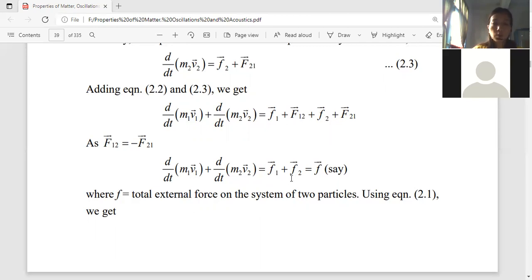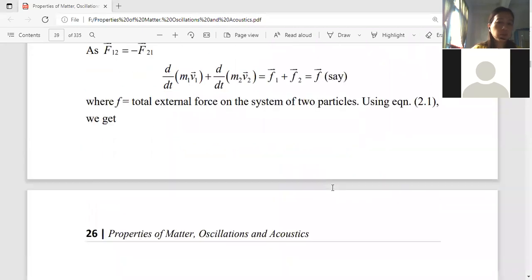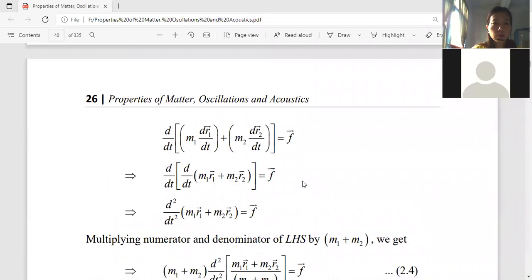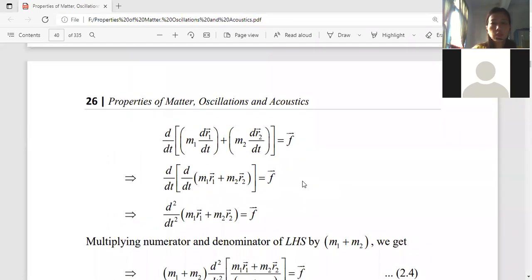The sum of f1 and f2, the external forces on mass m1 and mass m2 respectively, is taken simply as F. So this is the total external force. So we get this equation as we see. But we will differentiate.